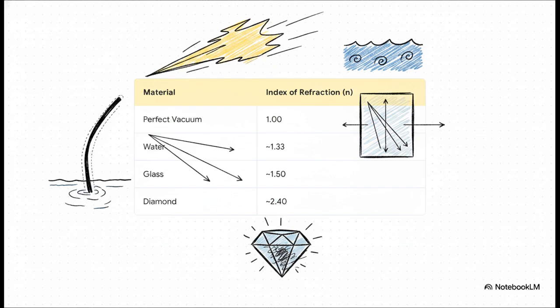So, if a light beam wants to get from point A to point B in the absolute least amount of time, it's going to bend its physical path to stay in the faster medium, like air, as long as possible, minimizing its time in the slower medium. And boom, that is exactly why your stick looks bent.